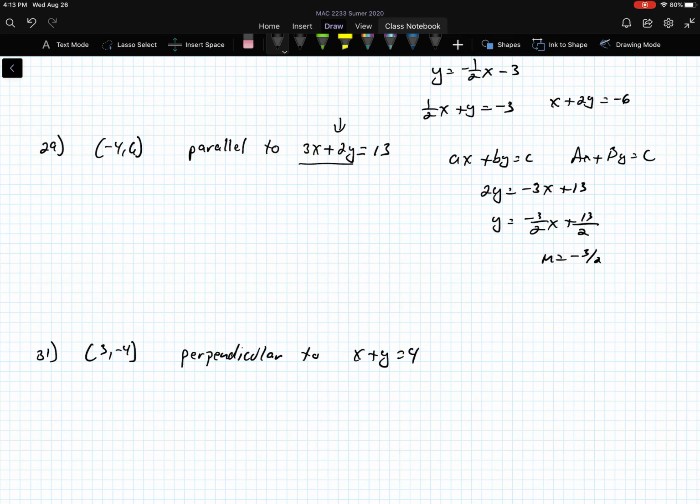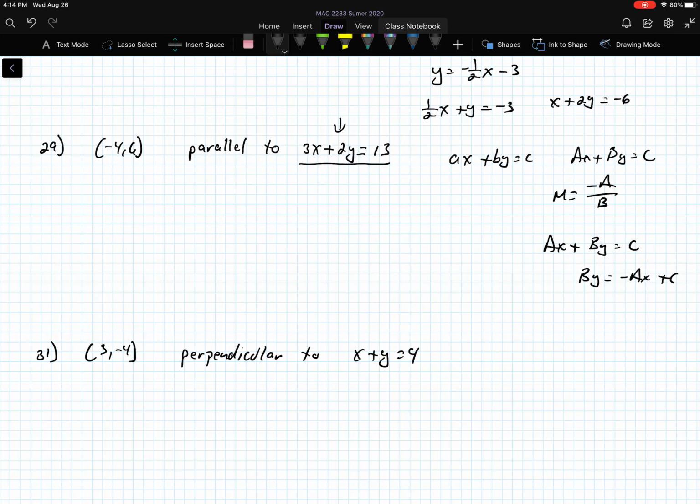But here's the deal. If this is in standard form, I can actually use the following shortcut. I can say that m is equal to -a over b. So if you think about it here real quick, I'm going to show you why this will work. If I subtract the ax from both sides and I divide both sides by b, I get my slope. That's my m right there. So it works every single time. So that means that you don't really have to solve for y. You can just go ahead and solve it that way. So then this becomes -3 over 2, which is the same thing that we got before.